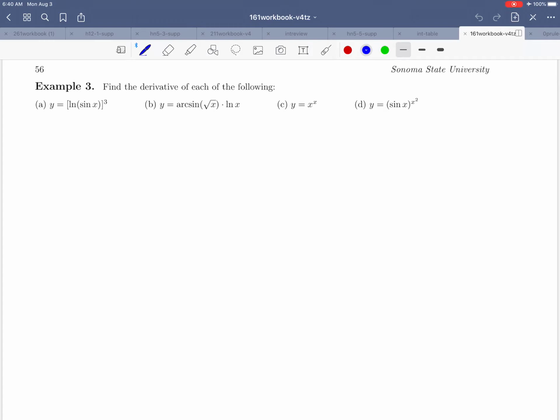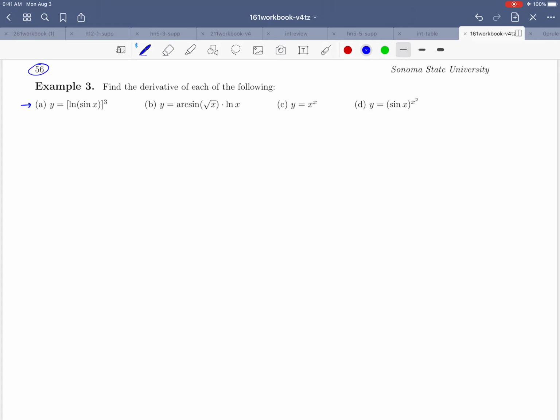Hi everybody, and welcome to example 3 on page 56 of the workbook. In this video, we will be working through parts A and B of this example. This is an opportunity to try out some of these new derivative formulas that we came up with on the previous pages. All right, so let's start with part A here.